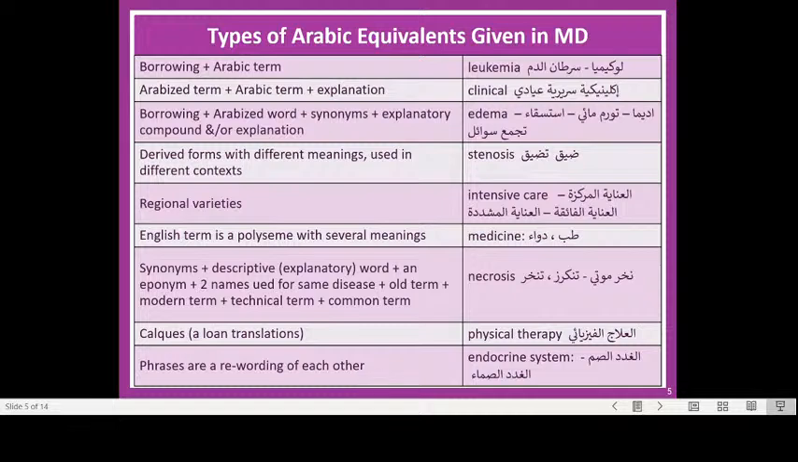The equivalent can be a calque, which is a loan translation, as in physical therapy, العلاج الفيزيائي. And also we say العلاج الطبيعي. But العلاج الفيزيائي is a loan translation of physical therapy. The equivalents can also be phrases that are a rewording of each other, such as الغدد الصم and الغدد الصماء, as equivalents to endocrine system.